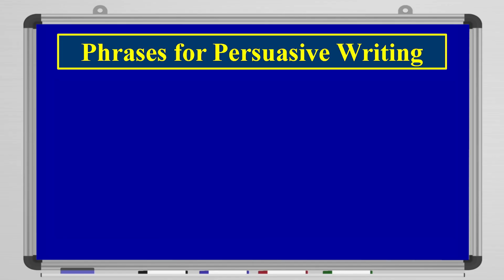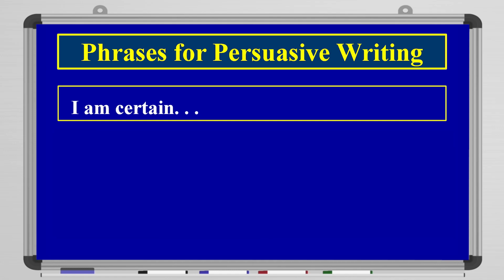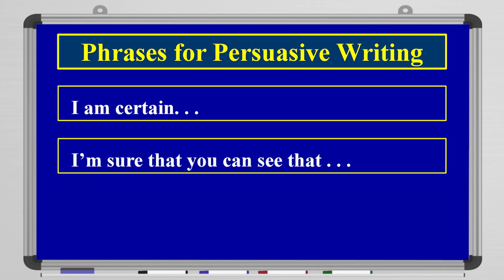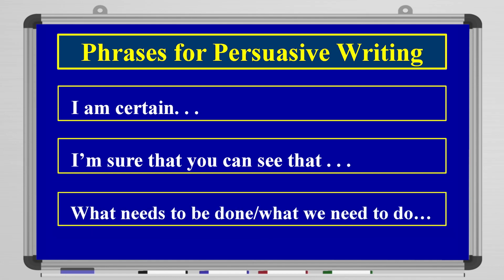What will you say to state and to inform and to persuade? You will use words like "I am certain" to show the reader that you're sure. I'm sure that you can see that. Make it obvious for them to see everything clear. What needs to be done? What we need to do.